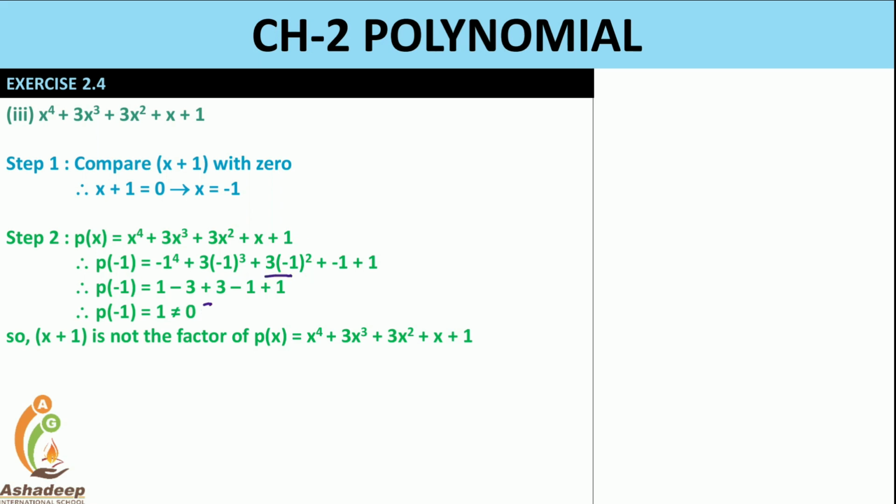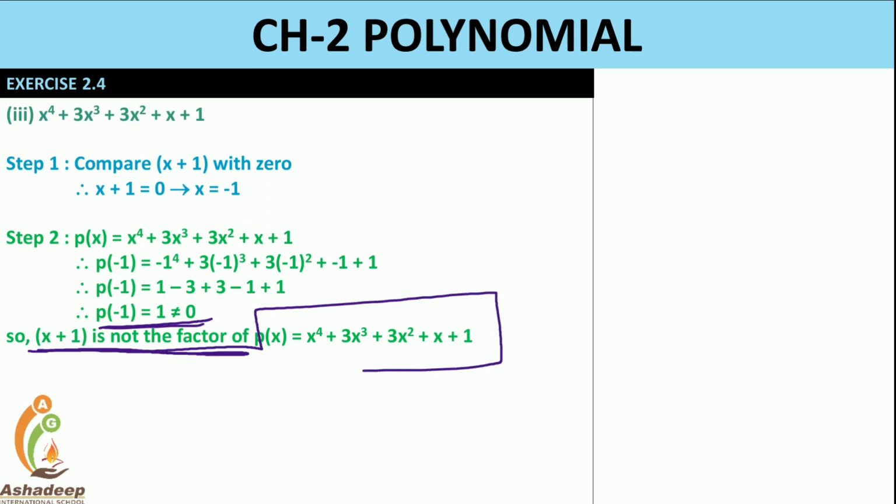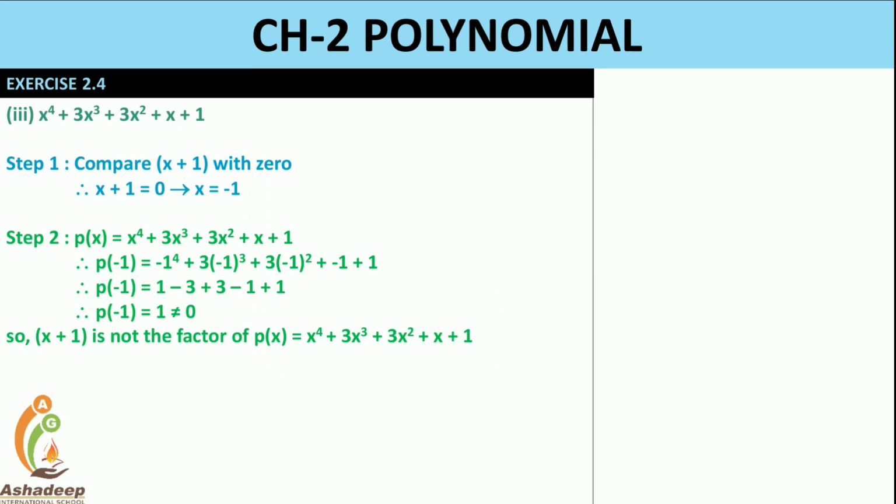Positive power is going to be plus 1. So 3 ones are 3, plus 3. And here minus 1 and plus 1. So here plus 3 minus 3, 0. Plus 1 minus 1, 0. What remains? 1 remains. So 1 is not equal to 0. And if it is not equal to 0, what can we say? We can say that x plus 1 is not a factor of the given polynomial.